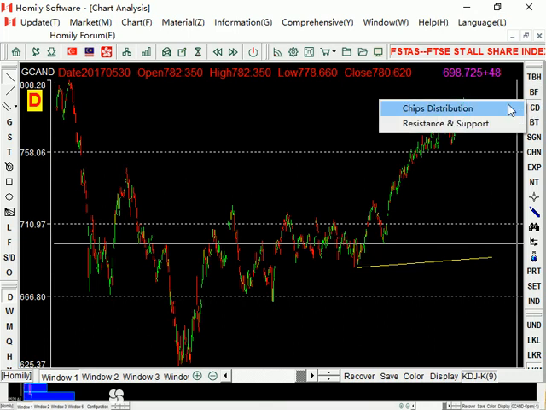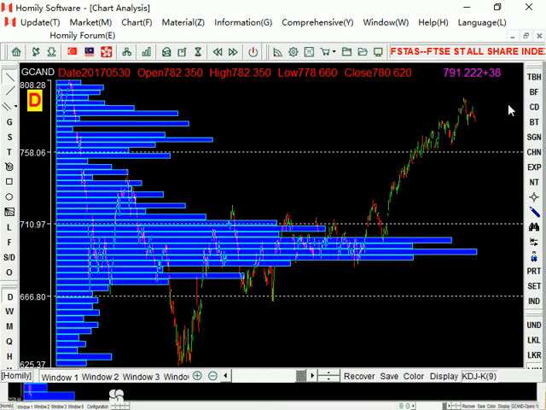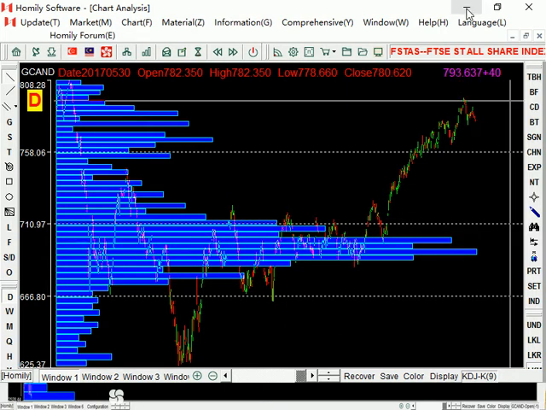Then we can click CD, chips distribution. Then we should know where the support and resistance are. Because in the chips distribution, you can see the blue chips, which means the resistance and the support. So this is the function for judging the support and resistance. So let's continue.